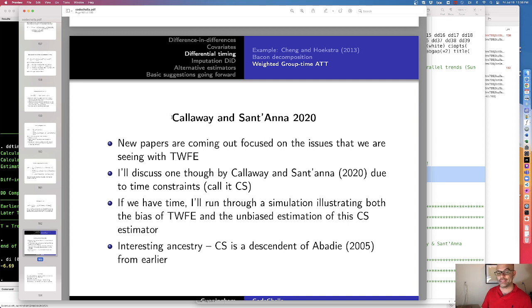But what I want to do next is Callaway and Sant'Anna. The reason I want to do Callaway and Sant'Anna is because I want to go directly into the simulation. Since we just did the Bacon decomposition and showed how bad it was, we're now going to look at Callaway-Sant'Anna and see if it can improve. Now, we're going to be in a world of these weighted manual aggregations. That's probably the right way to think about it: the manual aggregated diff-in-diff models.